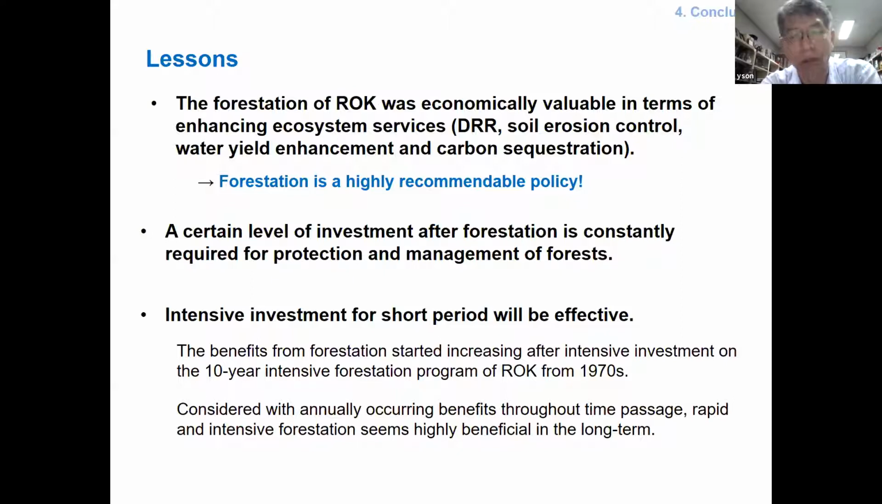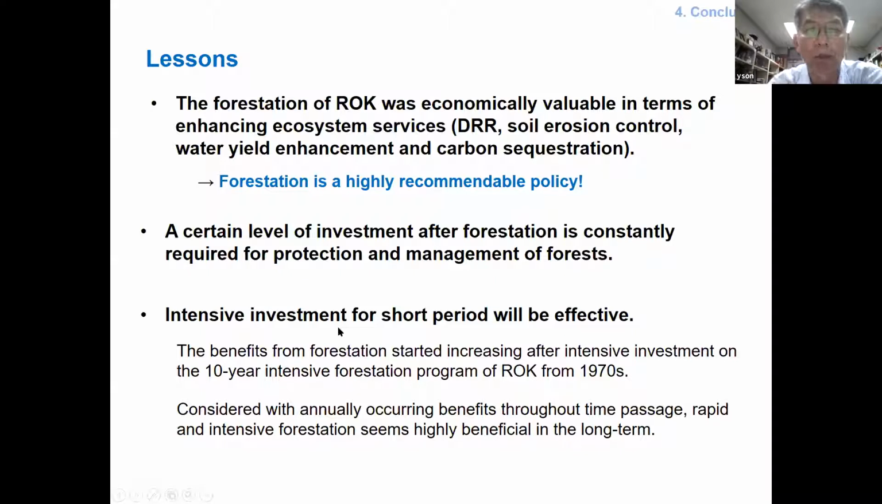economically valuable. A certain level of investment after reforestation is constantly required for protection and management of forest. When you do reforestation, you need money, you invest money for planting. Even after planting, still, you need to invest money to protect trees, to manage trees. So still, some level of investment is necessary. Okay?